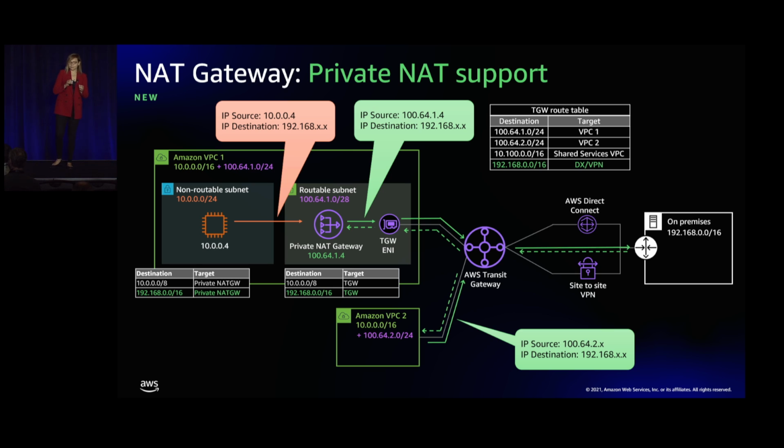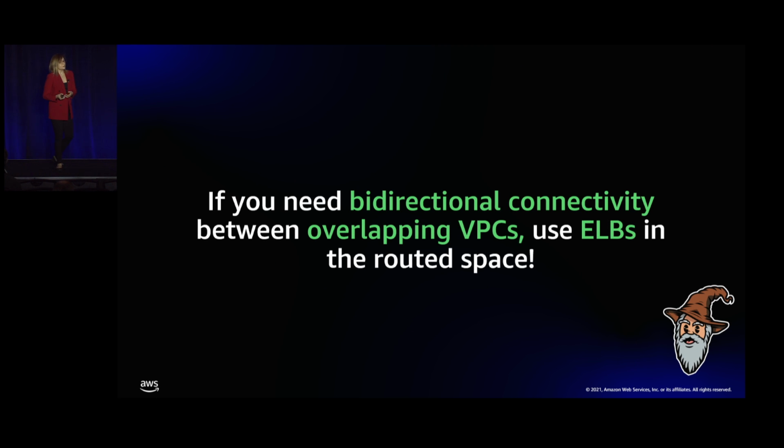Now, a very important call out here is that private NAT gateway does not enable bidirectional connectivity between our overlapping IP spaces in our VPCs. What we need to do for that is spin up elastic load balancers, or a way of exposing those services in the non-overlapping space in our VPC.